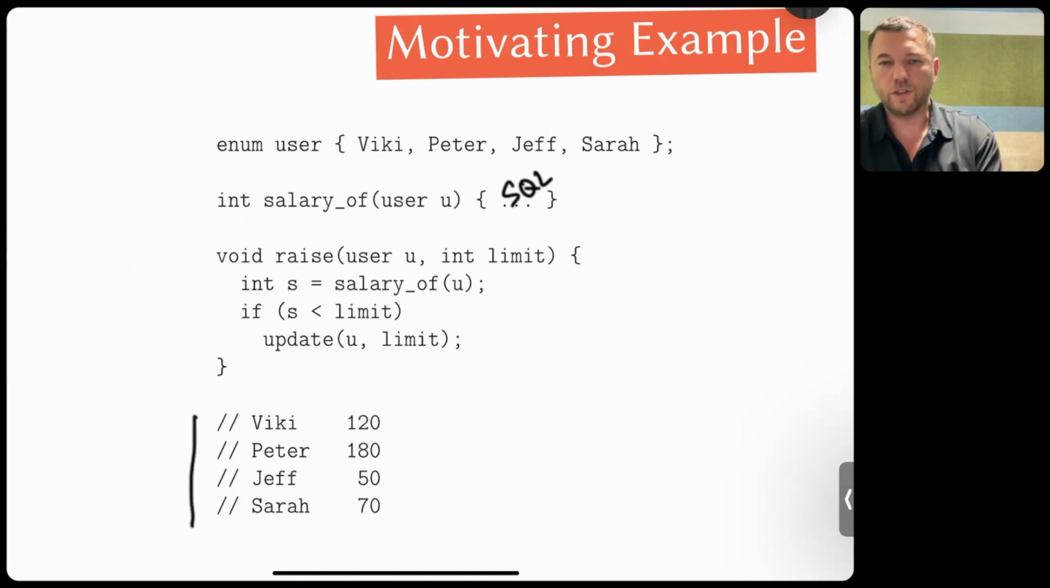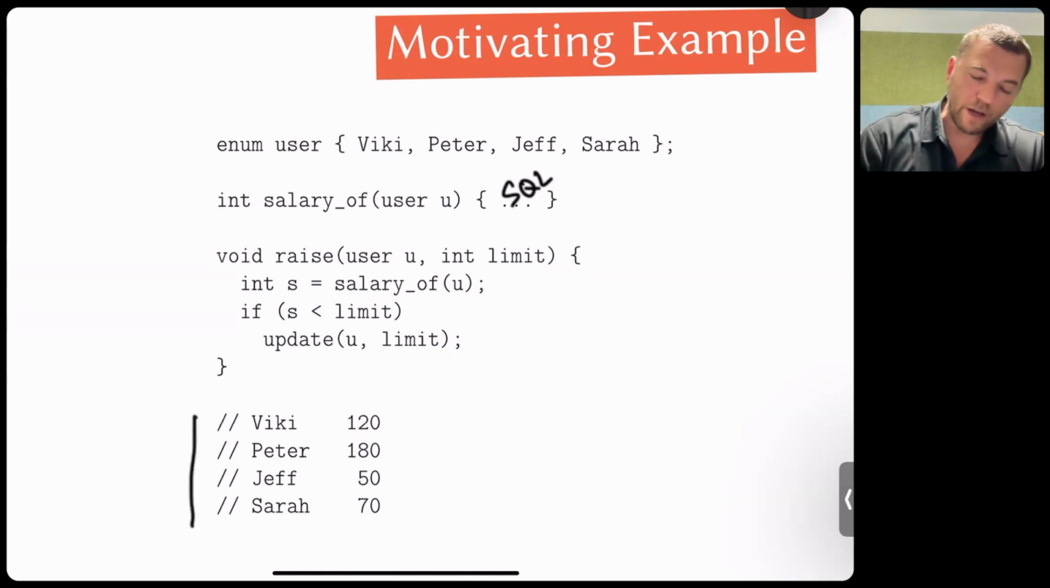These are the numbers which the database contains. And then we have a function raise. The raise function, you give the user and you give the limit. So the function checks the salary of the user. And if the actual salary is less than the limit, then the update will happen. So we're going to increase the salary of this user.